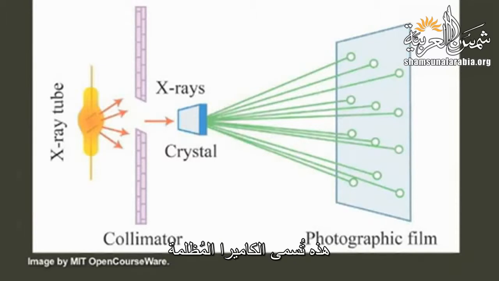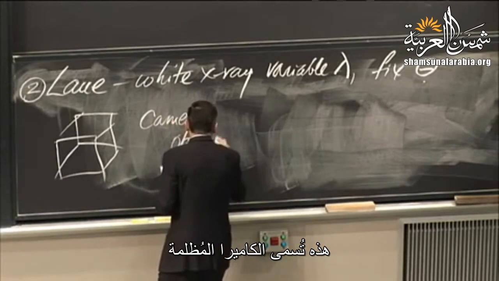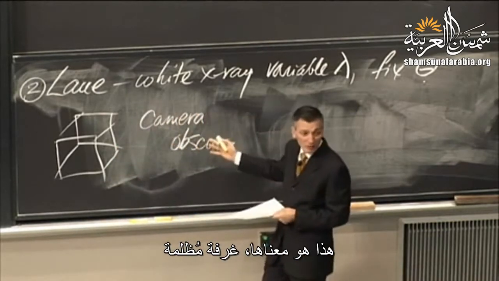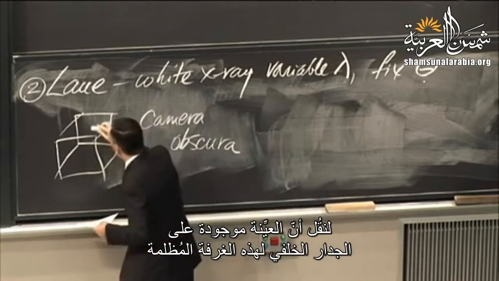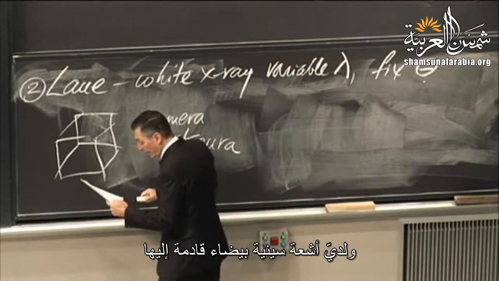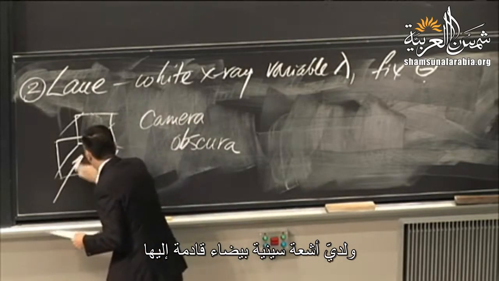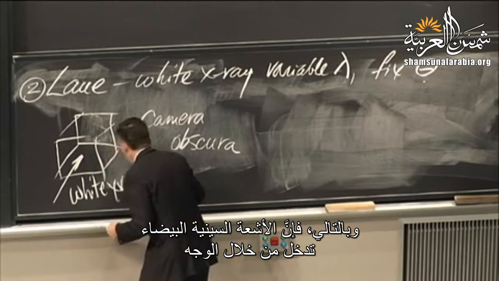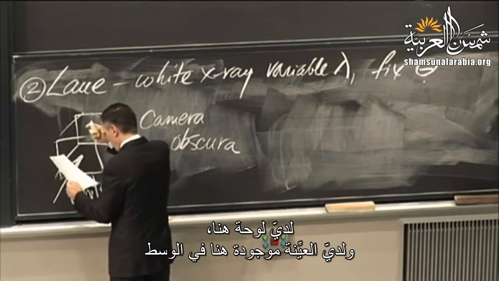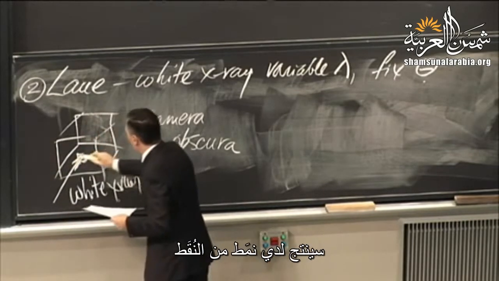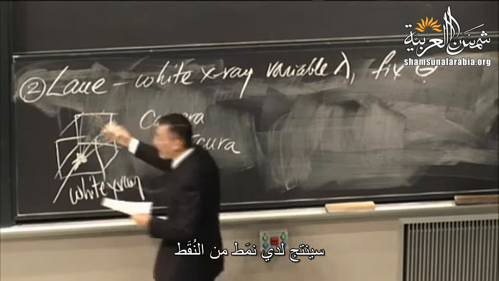So this is called camera obscura. All right, which is darkened room, right? That's all this means, dark room. All right, so let's say I've got the specimen on the back wall of this thing, and what I've got is white X-rays coming in. So the white X-ray enters through the face. I've got the plate here, and I've got the specimen sitting somewhere in between, and what happens is I get a spot pattern.